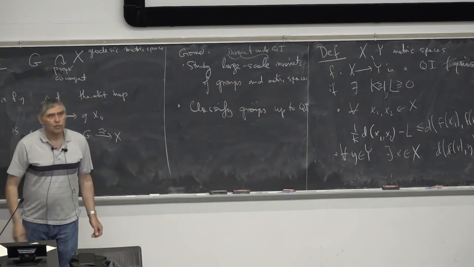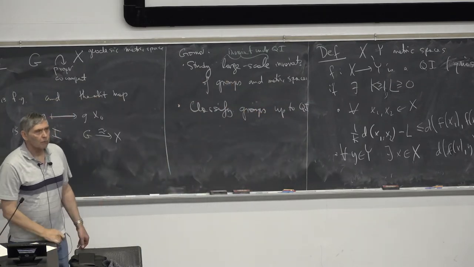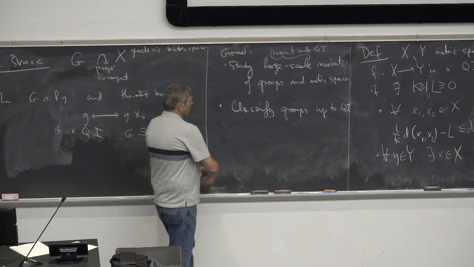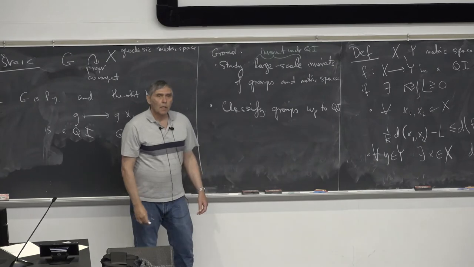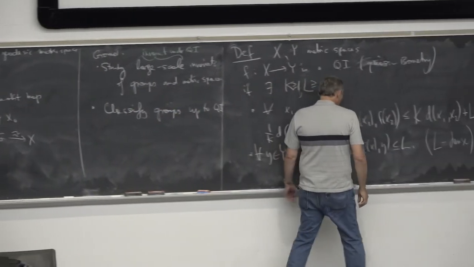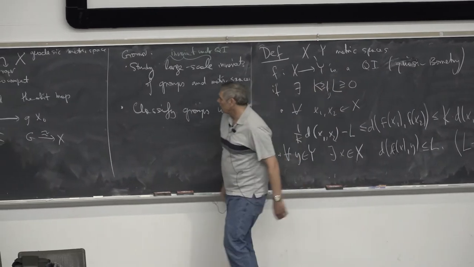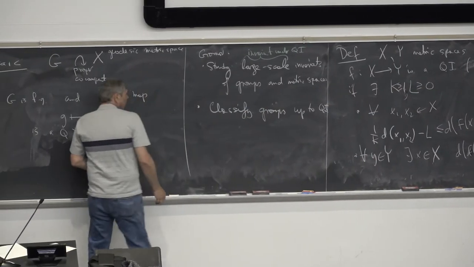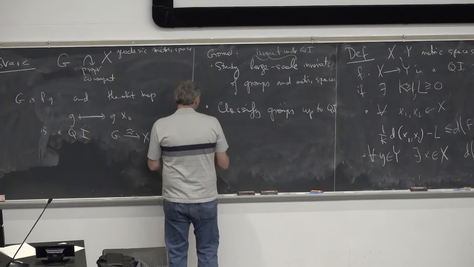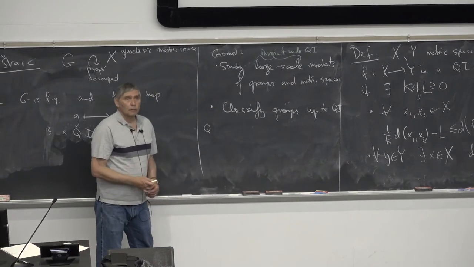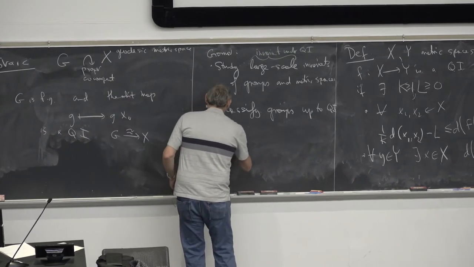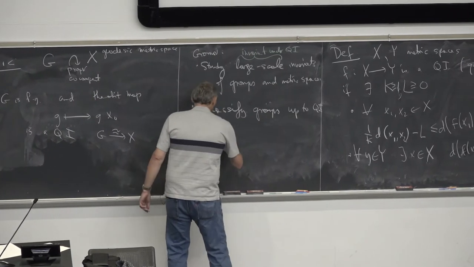You're not going to, this is like classify all manifolds up to homeomorphism. You're never going to do this. But in some classes of groups, maybe you can. And in fact, there's a very successful series of theorems about rigidity, quasi-isometric rigidity. Okay, so here I'll just give you a couple of examples of quasi-isometric rigidity theorems.